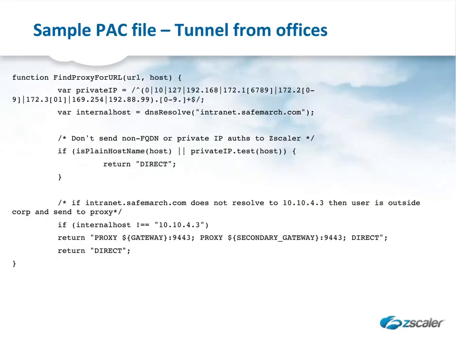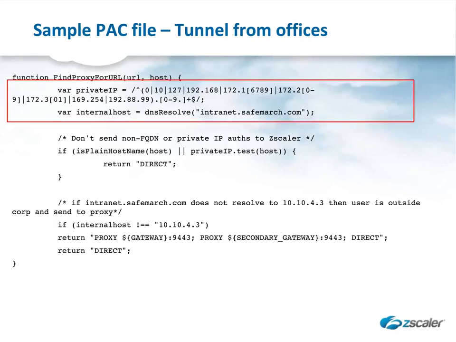Okay, now let's put it all together and look at a couple of sample PAC files. In this example, we have physical offices that have GRE or VPN tunnels to Zscaler, but users who also take their devices outside the offices. In that case, we need the PAC file to determine whether the user is inside the office or not, and only send to Zscaler if it is outside the office. In this case, we are going to use DNS resolution to make this determination. Let's walk through the various sections of the PAC file to see how this works.